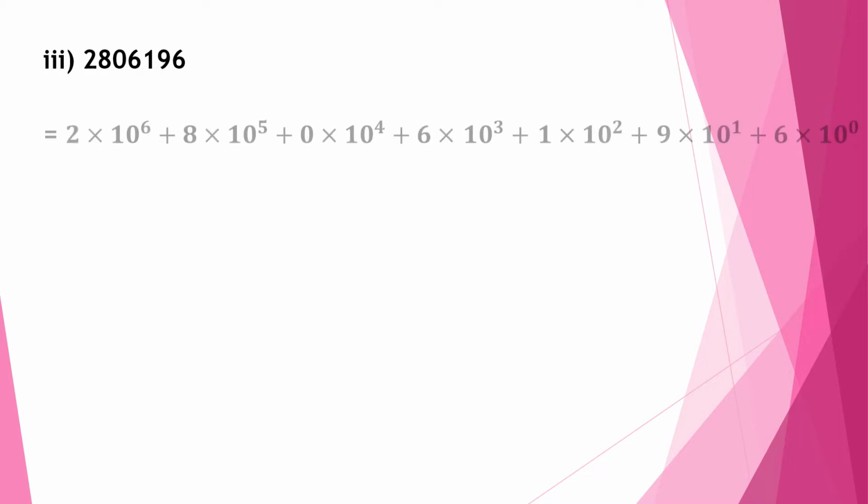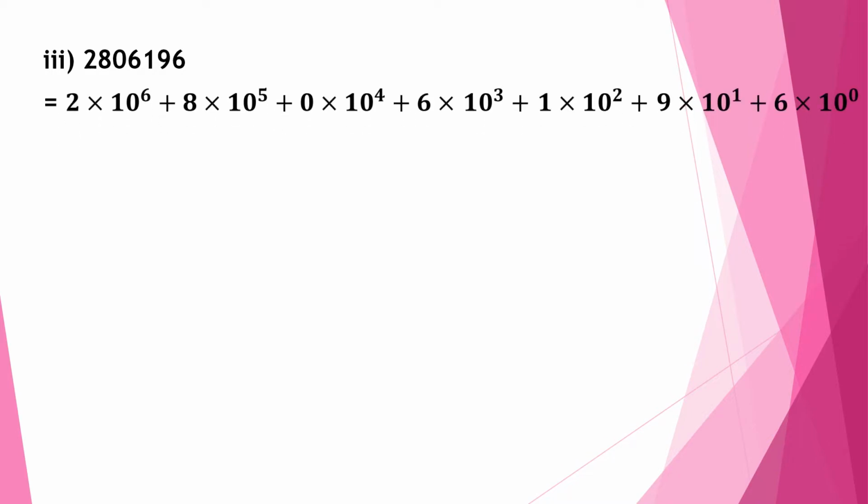Third question, here given 28,06,196. So we can write it as 2 multiplied by, after 2 there are 6 digits, so 2 into 10 raised to 6 plus 8 into 10 raised to 5 plus 0 into 10 raised to 4 plus 6 into 10 raised to 3 plus 1 into 10 raised to 2 plus 9 into 10 raised to 1 plus 6 into 10 raised to 0. The thing is that for the last number, the power will be 0.